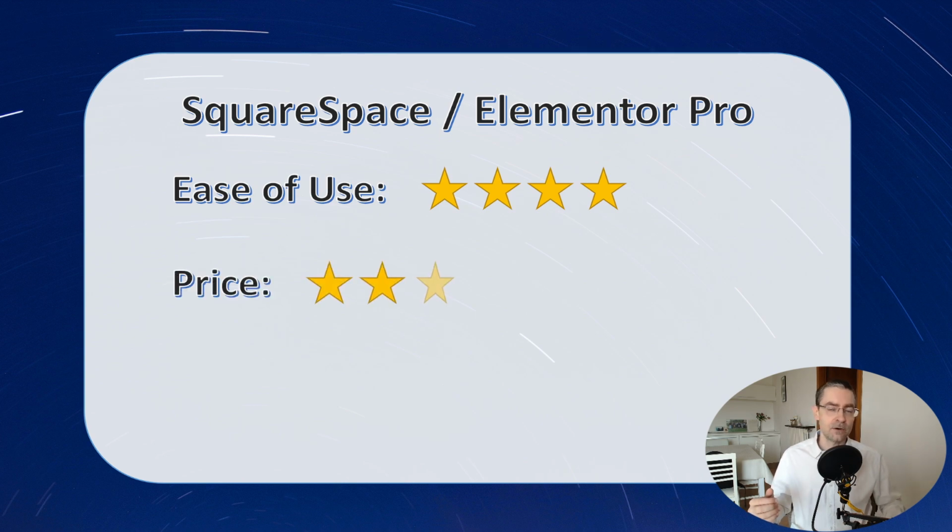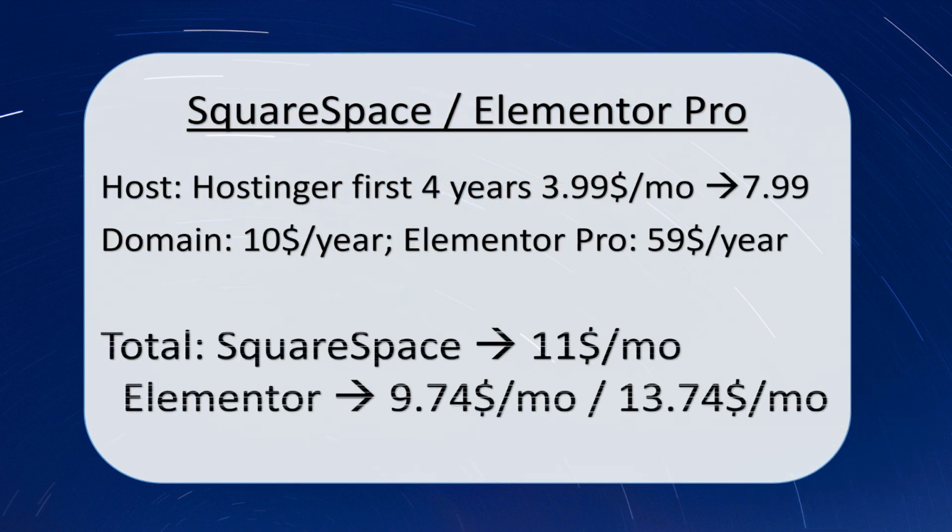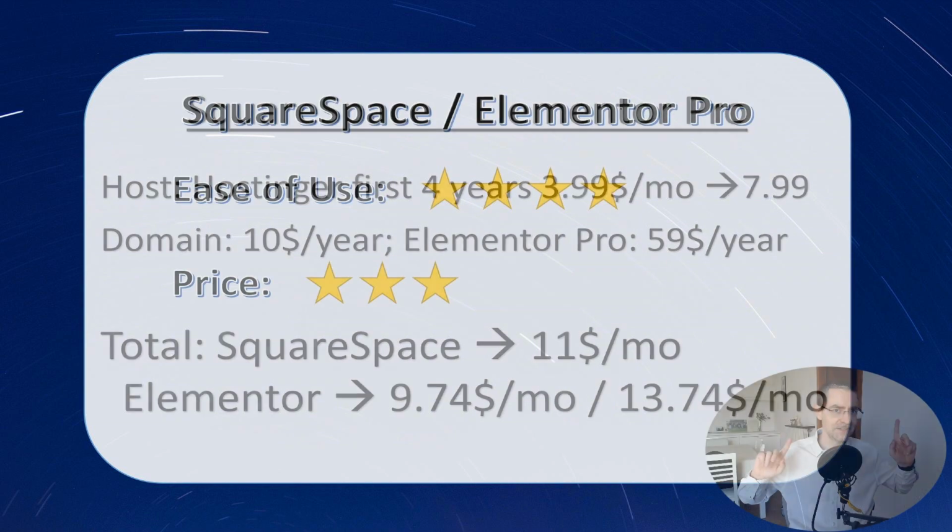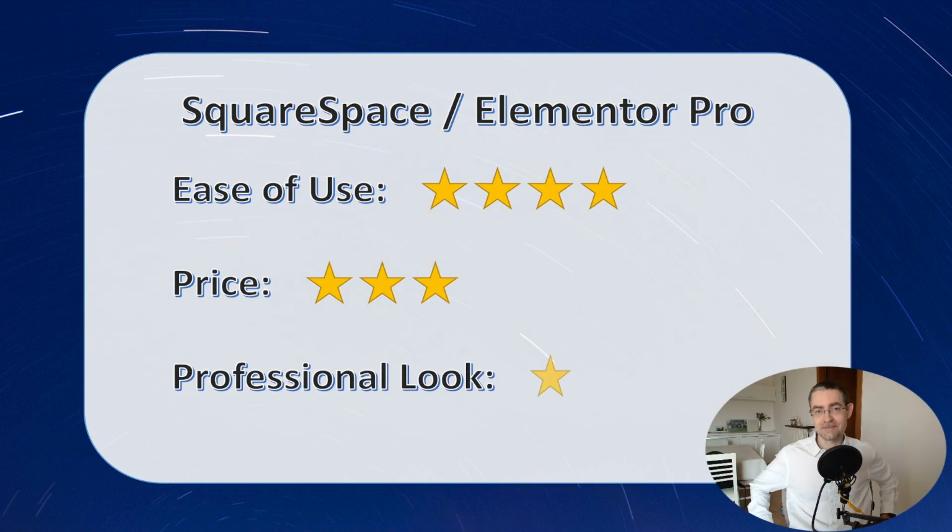You are around $10 per month for the first 4 years with Elementor Pro, and $11 per month forever with Squarespace. You will see the details here somewhere in the video. Professional look, I would give it a 5 because you can get much higher than this.